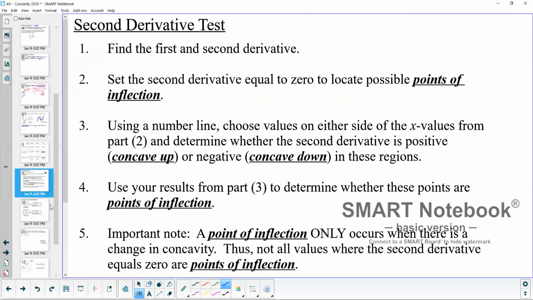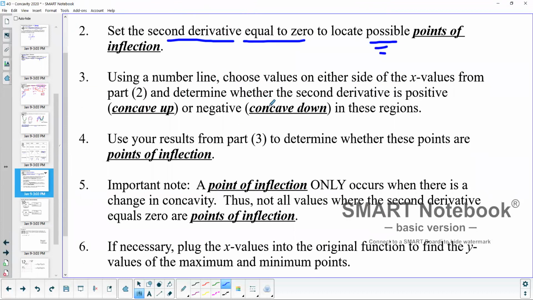And so our steps, again, I will let you guys pause if you need to for this. The second derivative test is essentially the same idea as the first derivative test. The only difference is we're going to be doing the number line with the second derivative, not the first derivative. So your steps are going to be, you're going to find the first and second derivatives. You're going to take the second derivative and set it equal to 0 to find these possible points of inflection. Again, possible because we know it could not be a point of inflection if it doesn't change concavity.